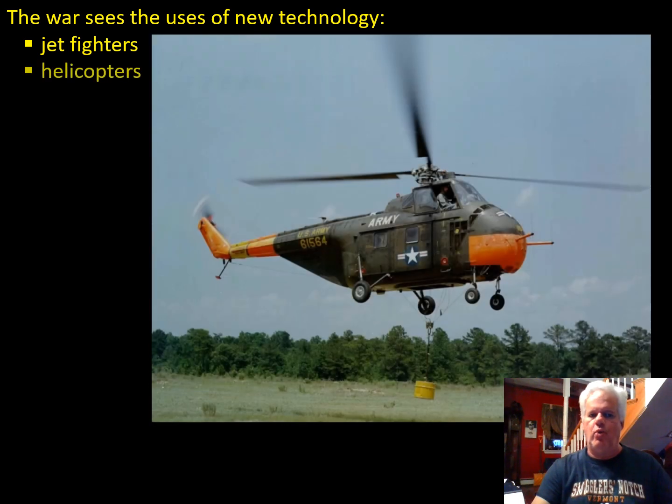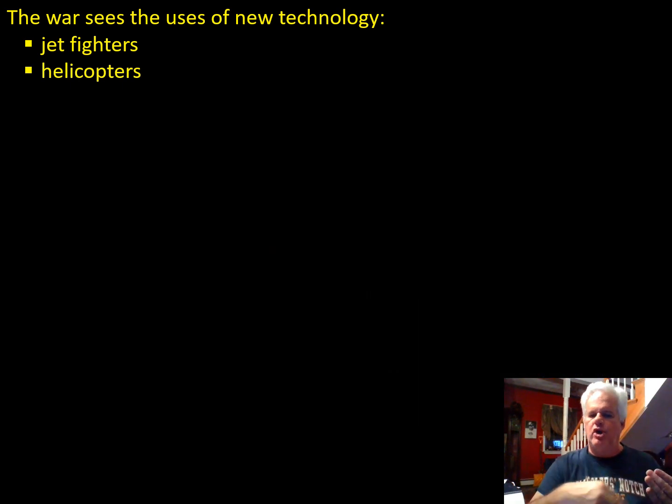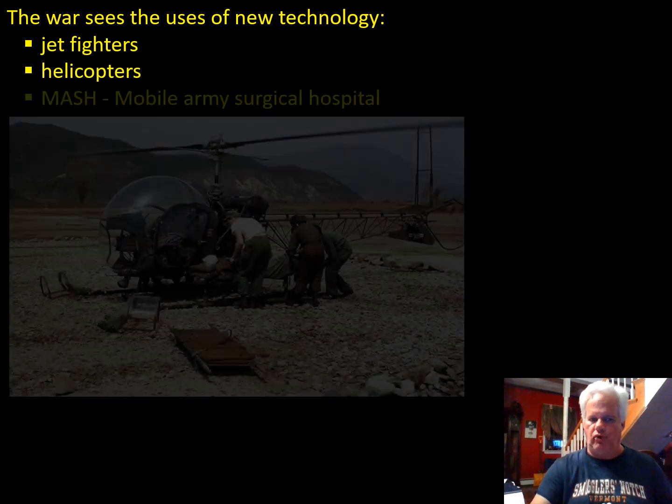Another technology was helicopters. They were working on helicopters toward the end of World War II, but they never actually saw any action in World War II. But in the Korean War, the United States will use the helicopter. We'll move troops around with it. And another thing we'll do is use them to transport wounded soldiers.